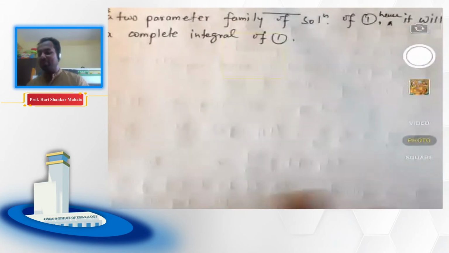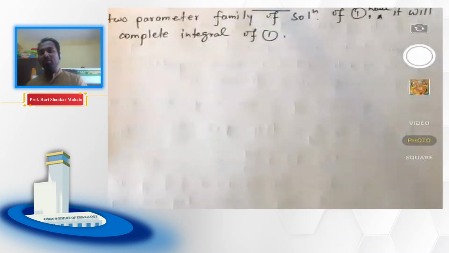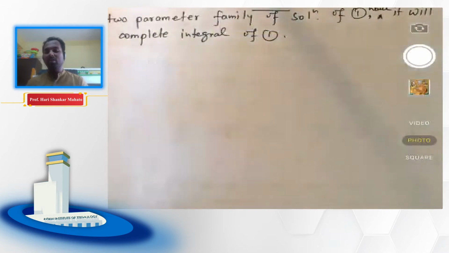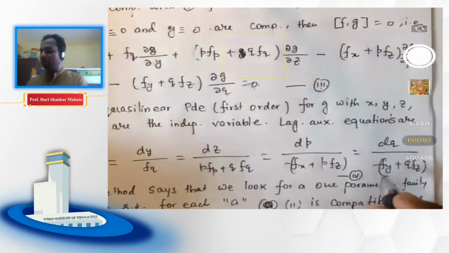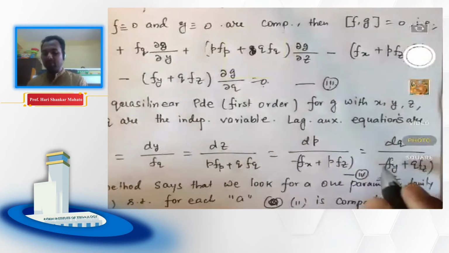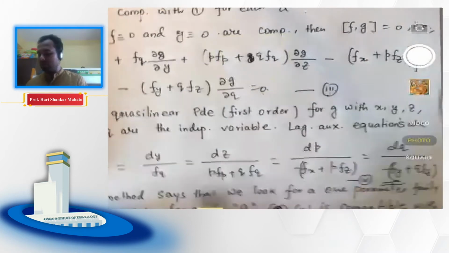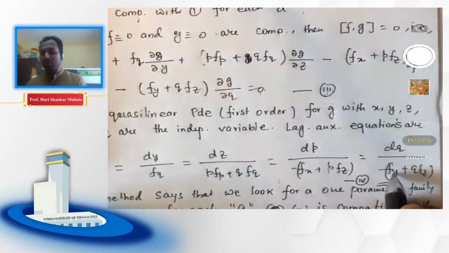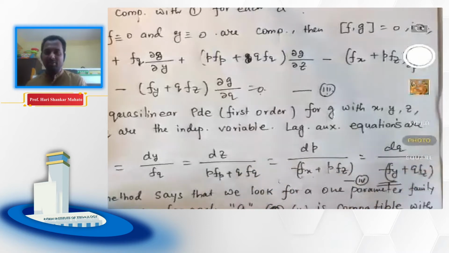We'll see one example of how to do it. We don't have to consider a separate one parameter family when we are solving the example. We will directly use Charpit's method, Charpit's auxiliary equation. So this is Charpit's auxiliary equation. Of course, we named it Lagrange's auxiliary equation, but we simply call it Charpit's auxiliary equation because it has different terms. And then we will see how we can solve a given PD.